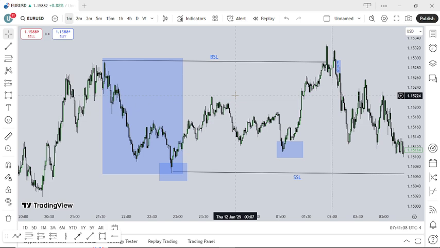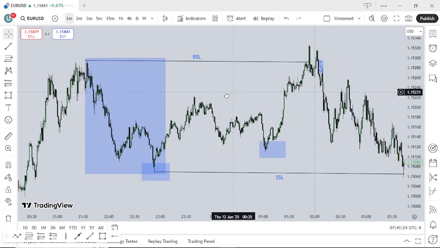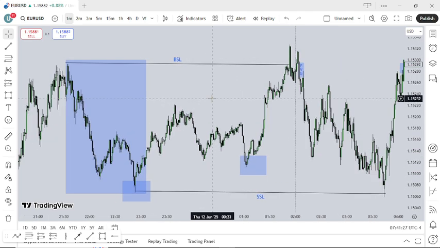Those points that the bigger players are more likely to step into the market are the points where there is more volume. The bigger players are the people that actually move the market, and those are the points they are more likely to step into. And we can see that the sell side liquidity was taken out here.